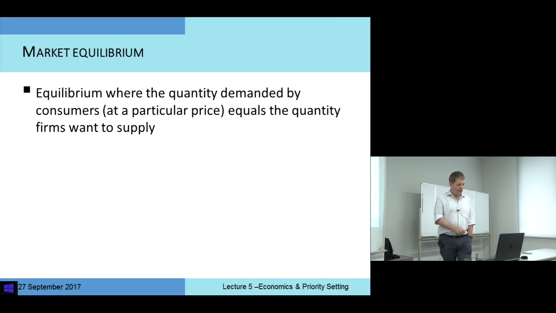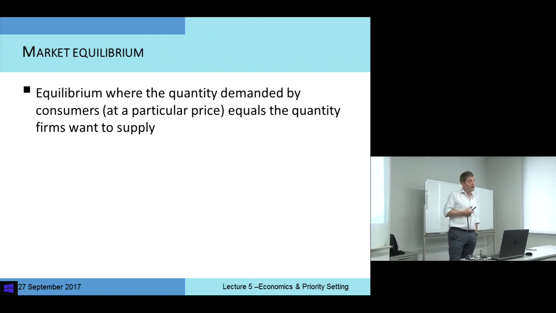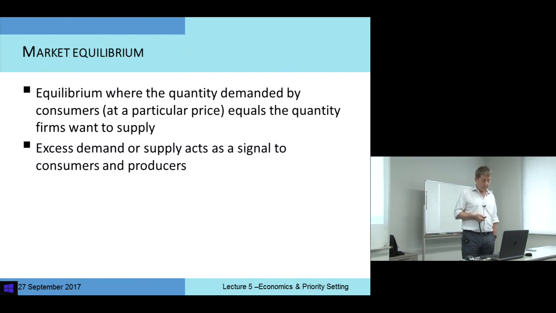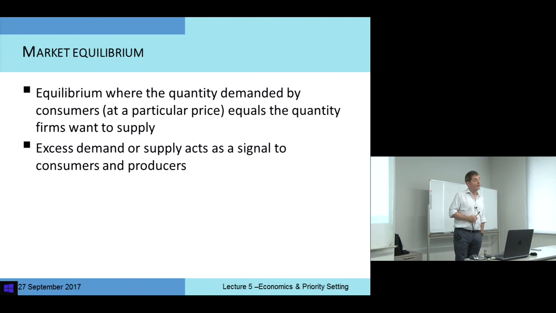So, market equilibrium. Equilibrium is where the quantity demanded by all the consumers at a particular price is just equal to the quantity firms want to supply. If there's an excess demand, if at that price the total demand is greater than the supply, that would act as a signal to producers that there's an opportunity to make money by selling some more. In particular, by raising price as well.